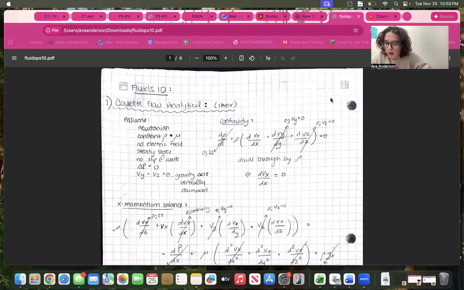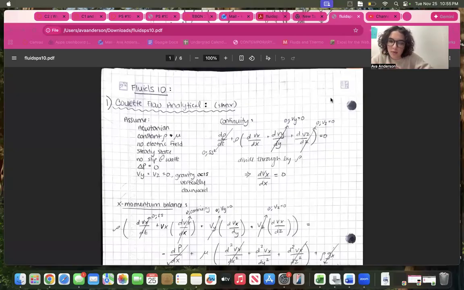Couette flow is where one plate moves while the other is stationary. It doesn't have a pressure gradient and it has a linear velocity profile. Poiseuille flow, both of the plates are stationary. It's driven by a pressure gradient and has a parabolic profile, with no slip at the walls.